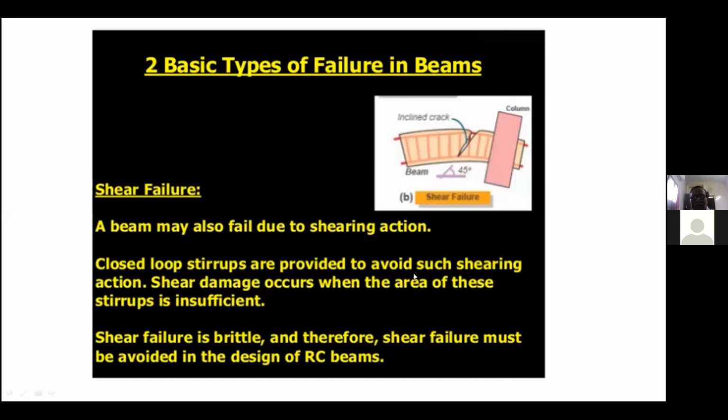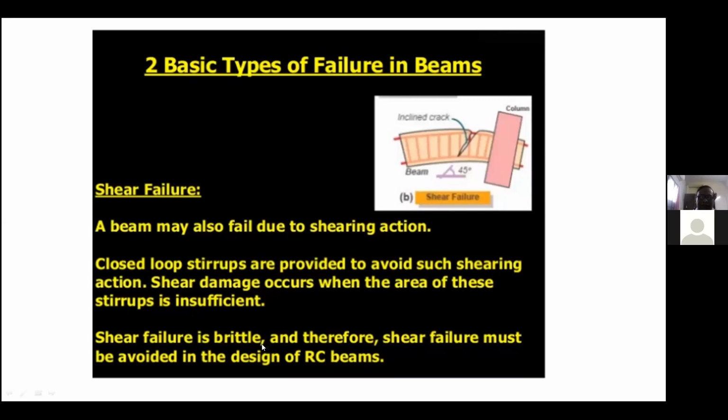So a beam may also fail due to shearing action. The shear is going to be resisted by concrete as well as the stirrup. So mainly we are going to consider this whenever you talk about the shear failure. So what you have to provide? You have to provide the stirrups. So closed loop stirrups are provided to avoid such shearing action. Shear damage occurs when the area of the stirrups is insufficient. So if you are providing insufficient area, as I have shown in the first photograph, where the spacing of stirrups is very large.